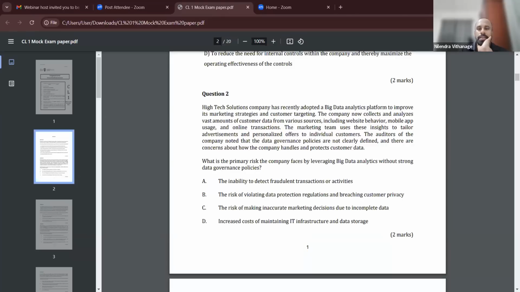The auditors of the company noted that the data governance policies are not clearly defined. That means there can be a data breach. And there are concerns about how the company handles and protects customer data. So there can be a cybersecurity threat. Students, data can be hacked, data can be stolen. That risk is there.